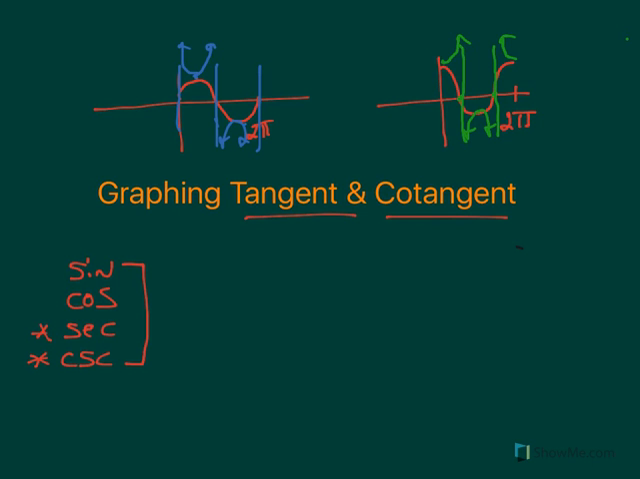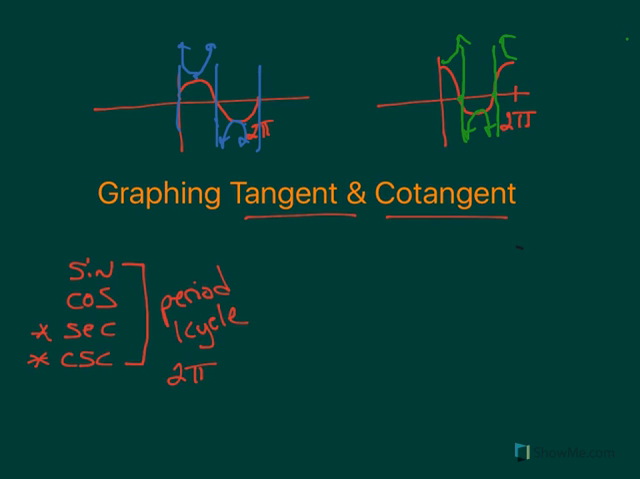Tangent and cotangent are going to be a little bit different as far as their fundamental cycle. One of the biggest differences is, first of all, the shape, and then also the period. So for all four of these that we've studied, the period has been 2 pi. Remember, the period is one cycle. The period has always been 2 pi.